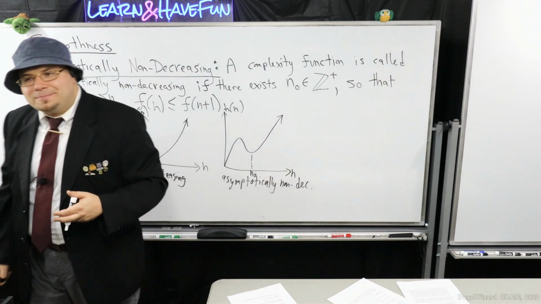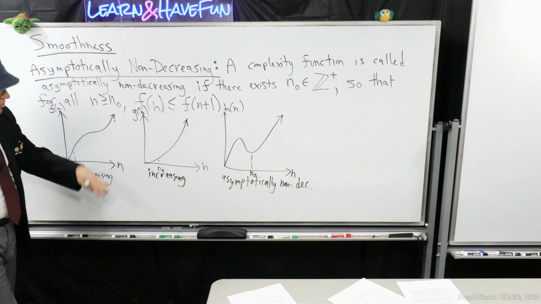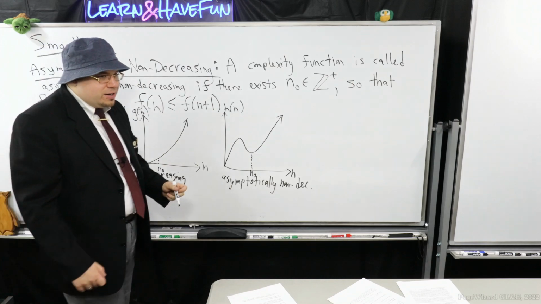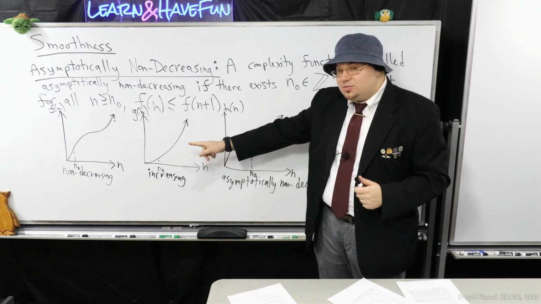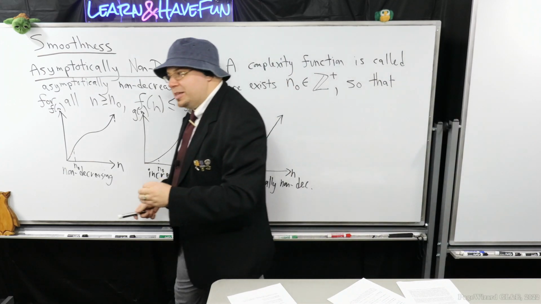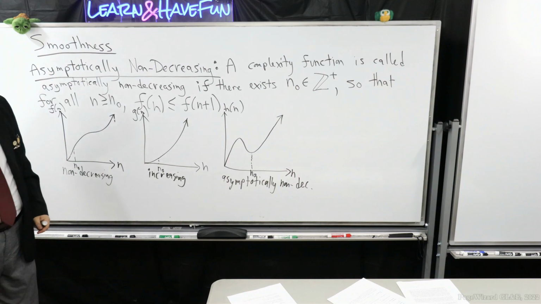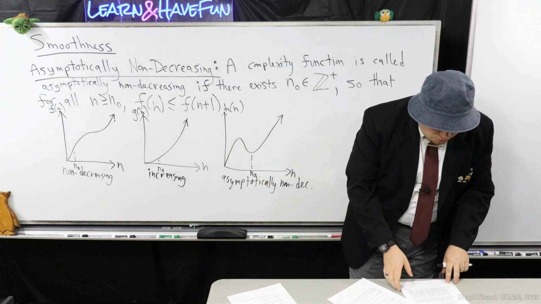Does everybody see that? So when you talk about non-decreasing, increasing functions, and asymptotically non-decreasing functions, all of these, including these other two categories, are asymptotically non-decreasing, meaning that we're talking about a large family of functions, and that will also include all the functions that we've talked about up to this point.